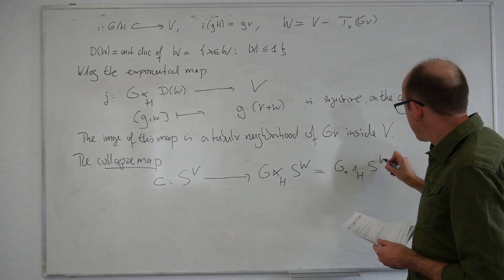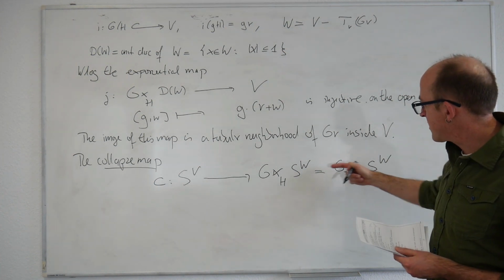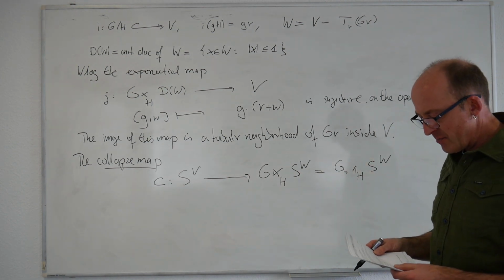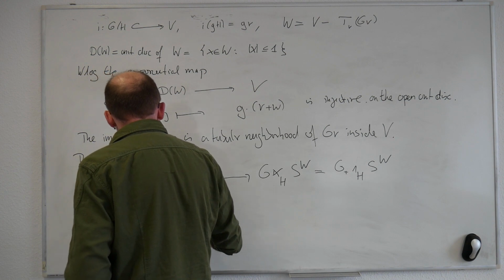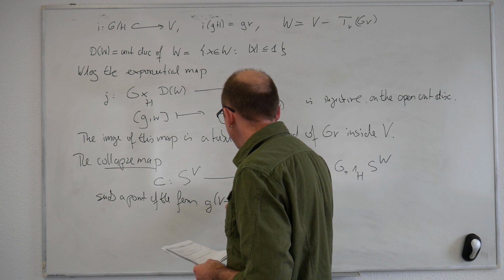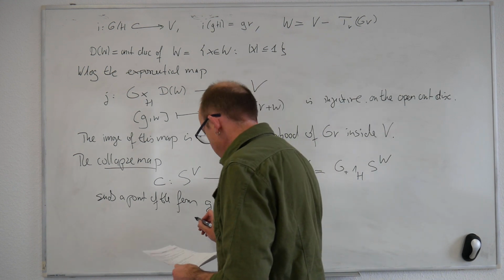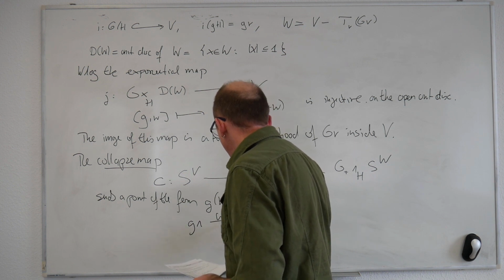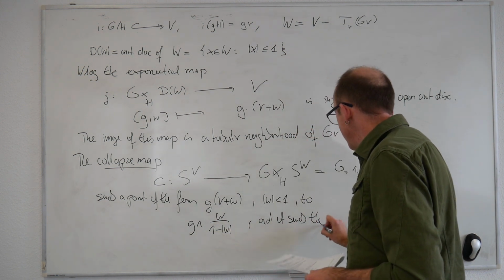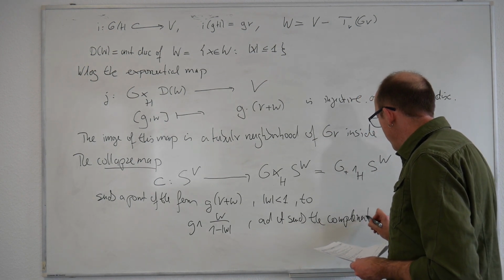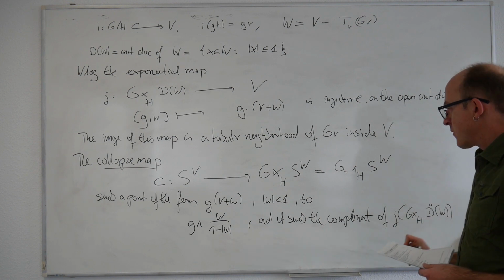This is my notation for G with a disjoint base point smashed with SW, and then you co-equalize the two H actions, one by right translation on G and then the given H action on W. So this collapse map sends a point in the image of the point G times V plus W, with length of W strictly less than 1, to the point G smash W divided by 1 minus the length of W. And it sends the complement, the set theoretic complement of the open tubular neighborhoods, so this would be J of G times over H with the open unit disk, to the base point.